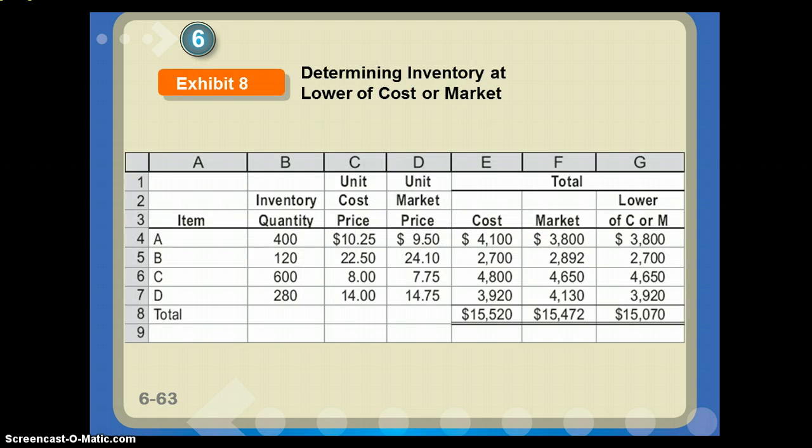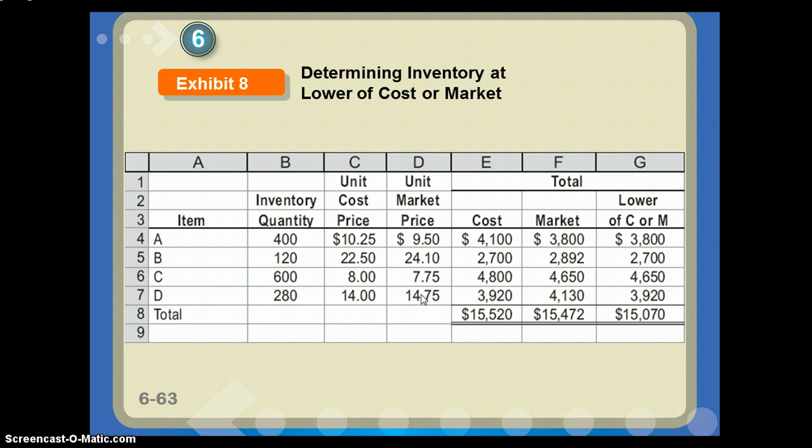So here is an example of a spreadsheet where you have, in this case, items A, B, C, and D. The inventory quantities, how much we have on hand. This is the unit cost, so this is the cost we actually paid for it. This column shows the market price, what it's worth on the market. You'll notice item A, the price is less on the market. Maybe there's some imperfections. Item B, it's more on the market. We got a good deal. We bought it at a lower cost, and the market price has gone up. C, market price has gone down, and D, market price has gone up.